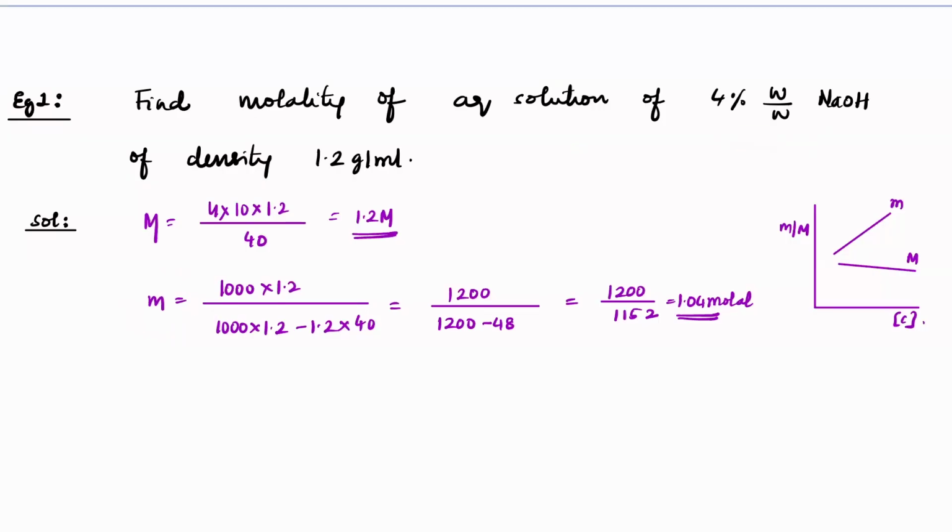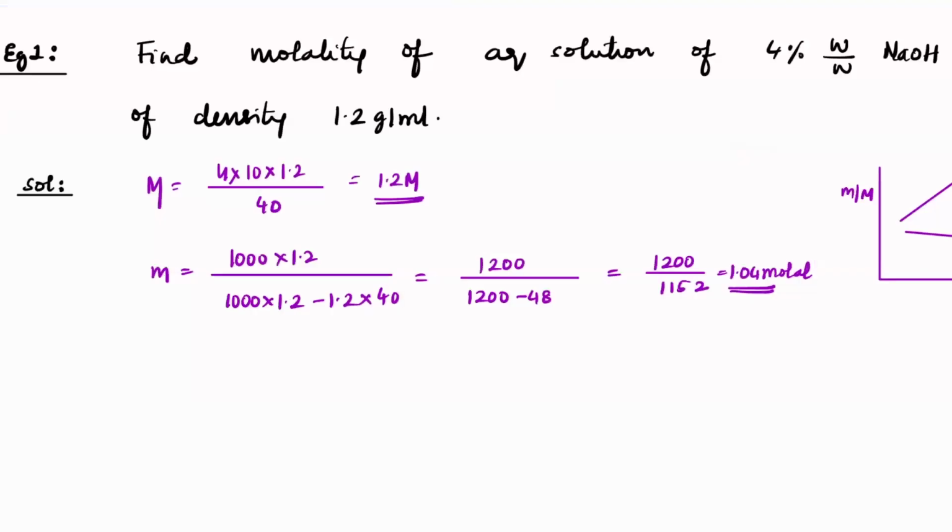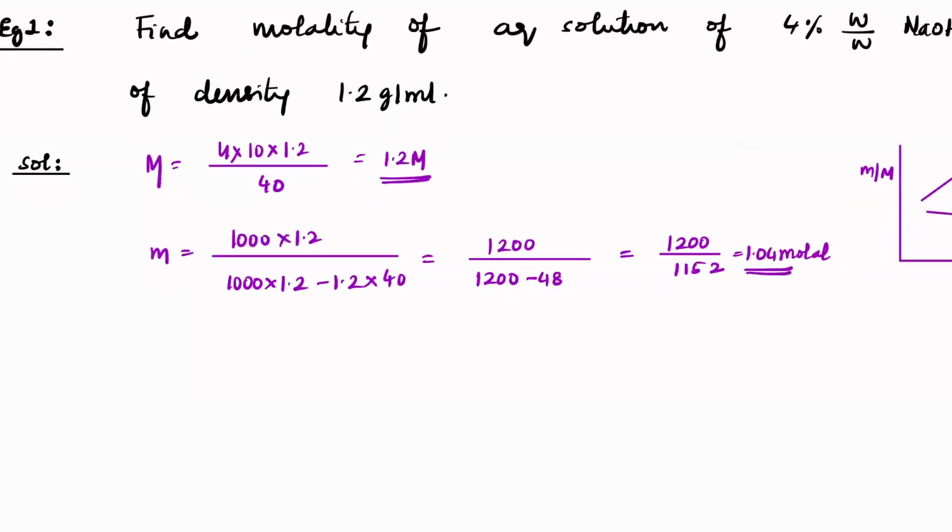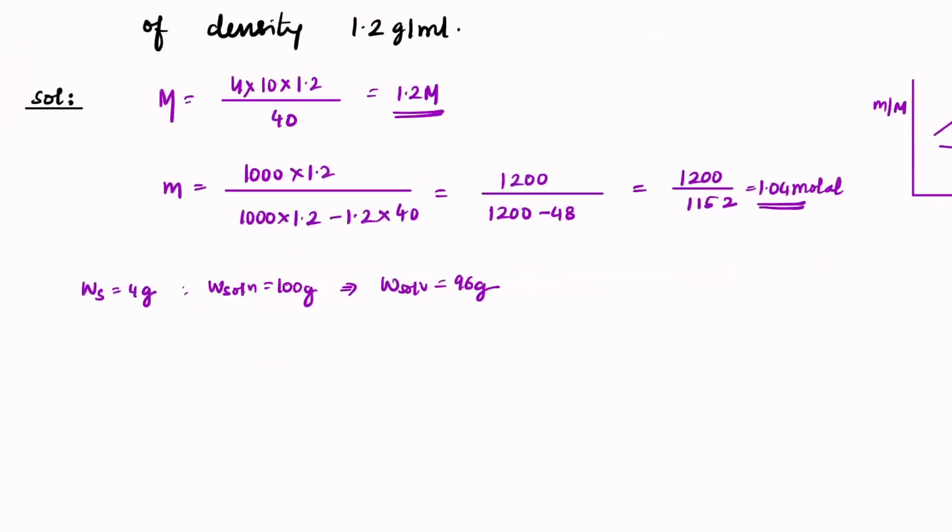Now let me tell you, without formula, how we can solve it. As per the question, we know that the weight of solute can be taken as 4 grams when the solution is 100 grams, which implies the weight of solvent is 96 grams. So I can use that directly to calculate molality. Number of moles of solute is equal to 4 by 40. So that makes it 0.1.